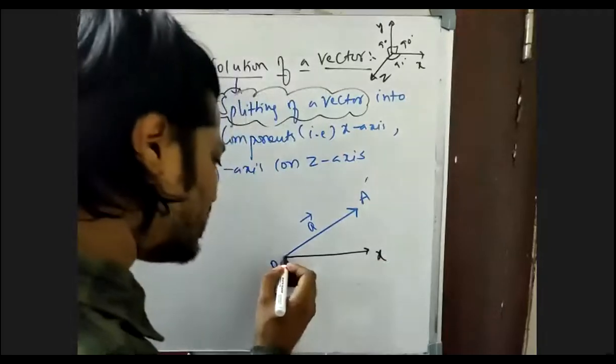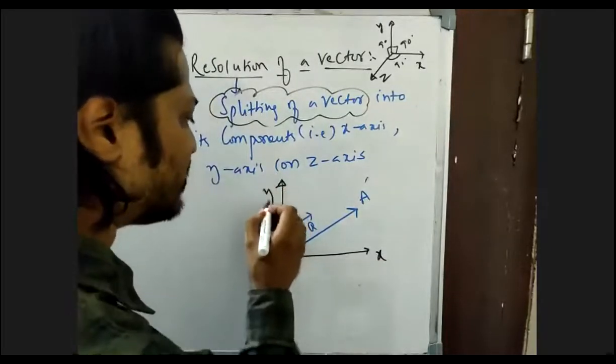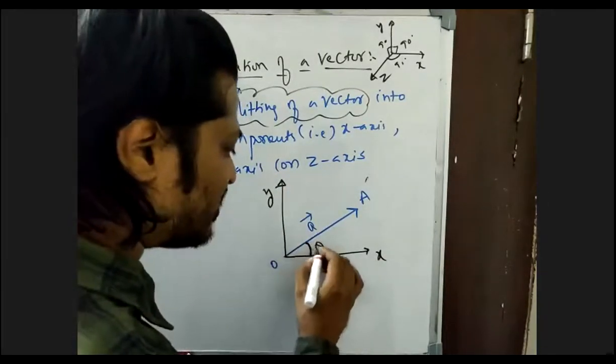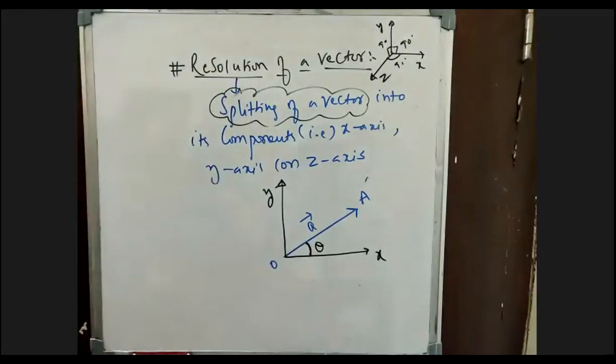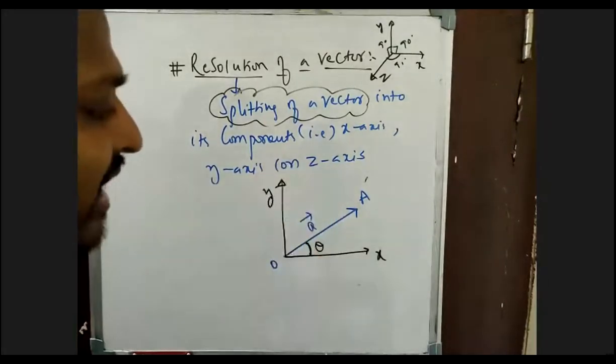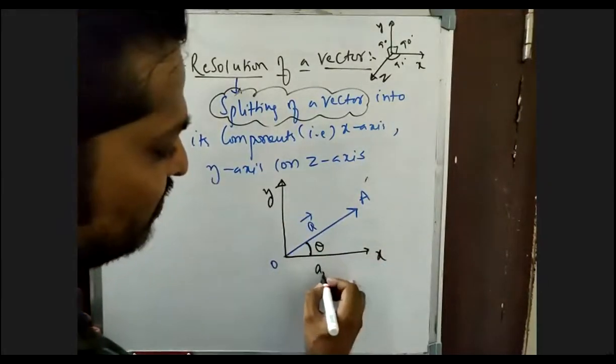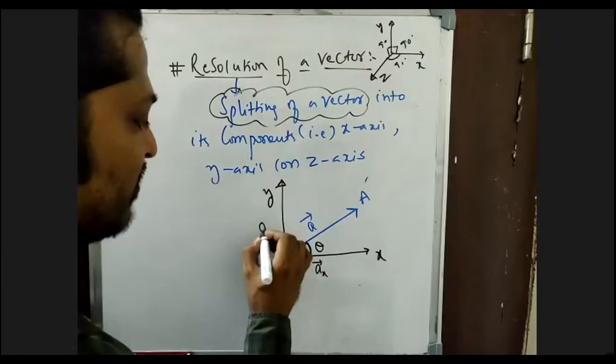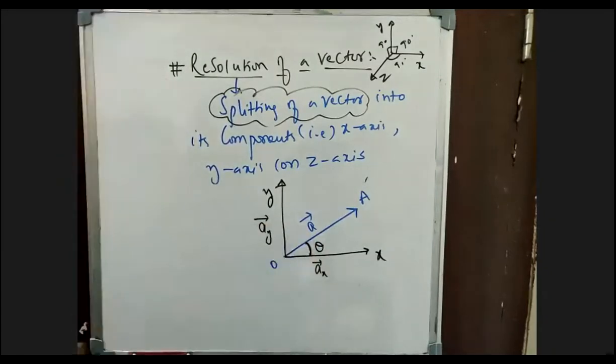The perpendicular drawn to this one will be the y-axis component, and this is making an angle theta. So the vector A bar is being resolved into the x-axis and the y-axis. Along the x-axis I represent it by AX bar, and along the y-axis I represent it by AY bar.